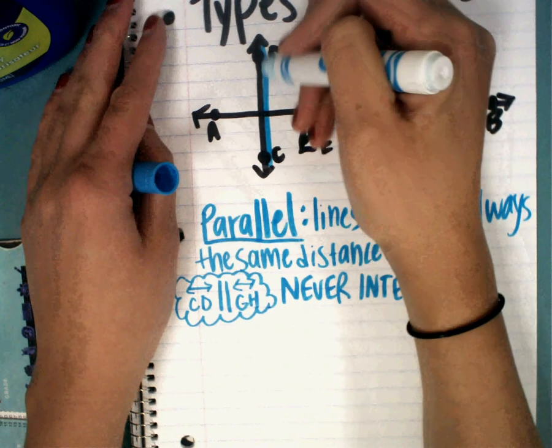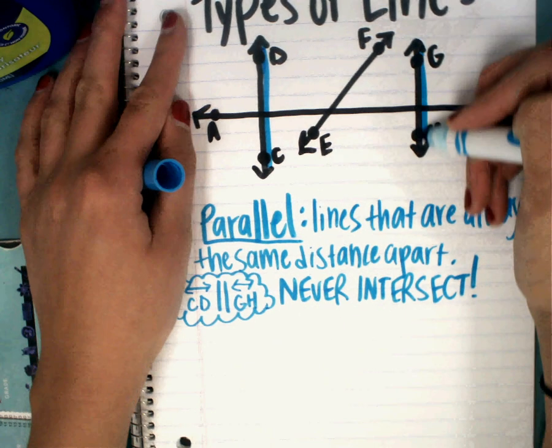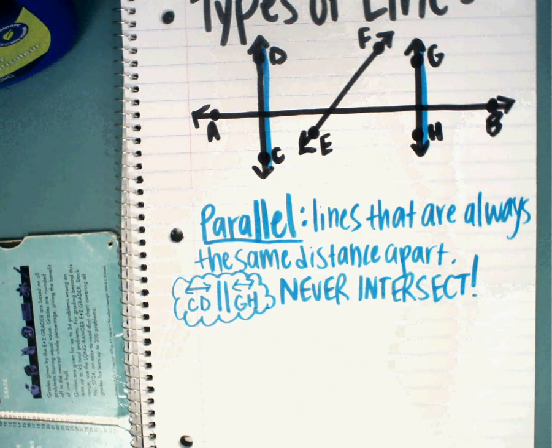Okay, so the next type of line we're going to talk about is called perpendicular lines. Perpendicular lines are the exact opposite of parallel lines, I feel like, because perpendicular lines are lines in a plane that intersect to form four right angles. So let's write this right here. We're going to write a little bit smaller. We're going to run out of room.